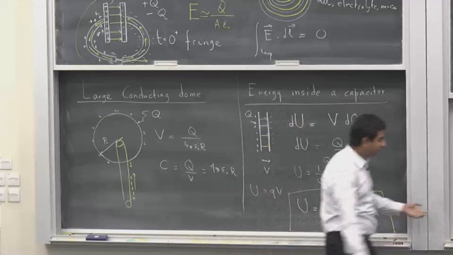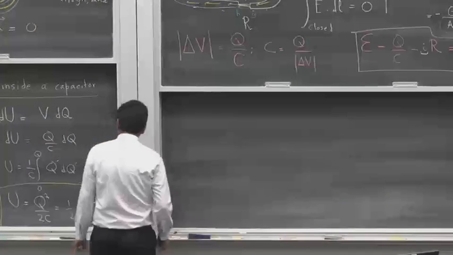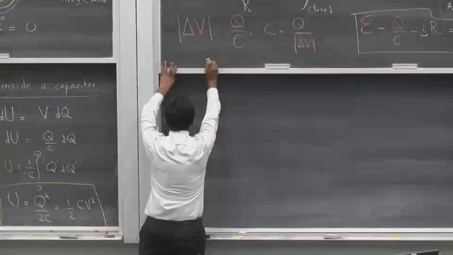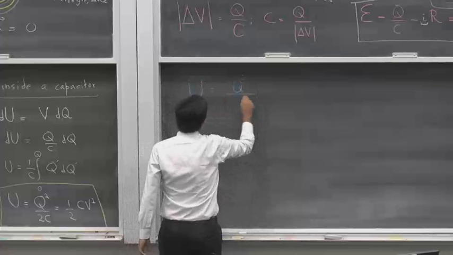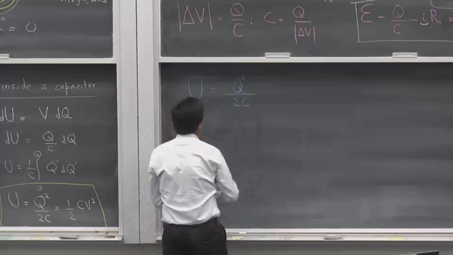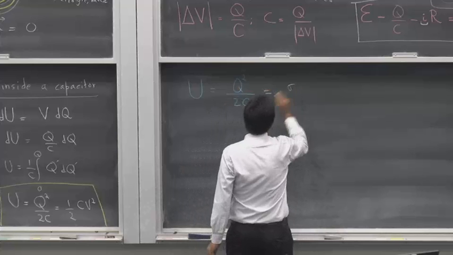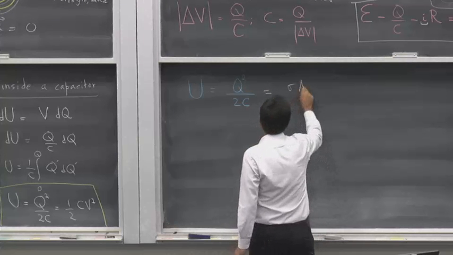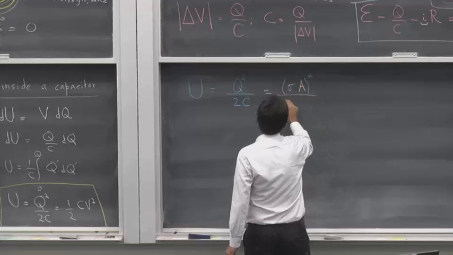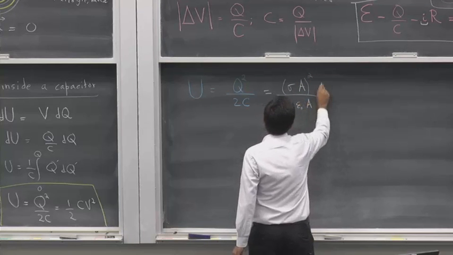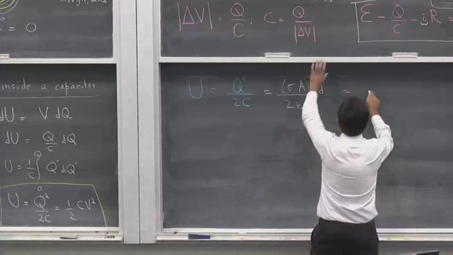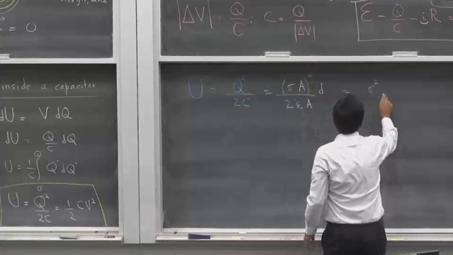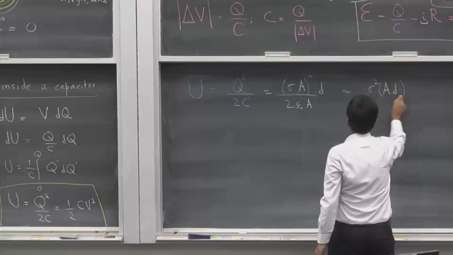In fact, let's do this right. It just takes a minute. Look at half CV squared, or let's look at Q squared over 2C. U is Q squared over 2C. Now what is Q? Q is sigma, the charge per unit area, times A, squared, over 2C. What is C? Epsilon naught A over d. So this gives sigma squared A d over 2 epsilon naught.